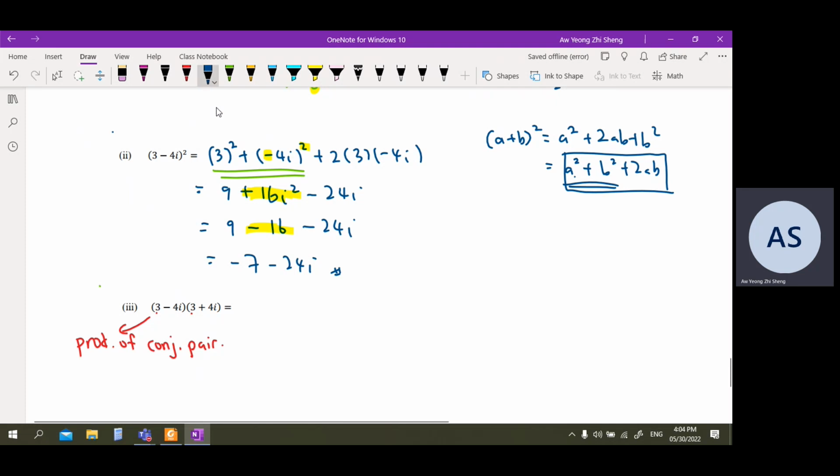So if you remember the result that we have just learned moments ago, when you have z times z star, the result is simply x squared plus y squared. Here you can just apply that result. So you just take the real part, which is 3, you square it. The imaginary part, whether you take negative 4 or plus 4, it doesn't really matter. It doesn't affect the final answer. So I'll just take 4 squared and you get 25. That's it.